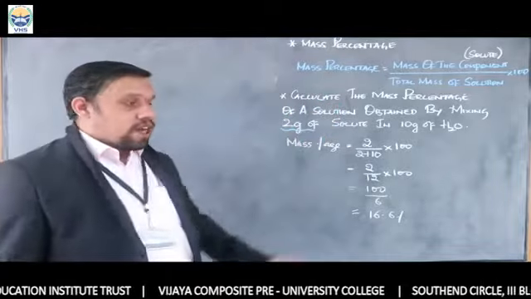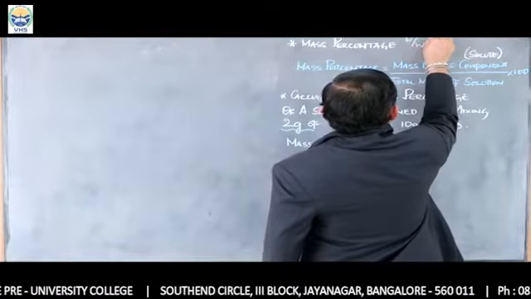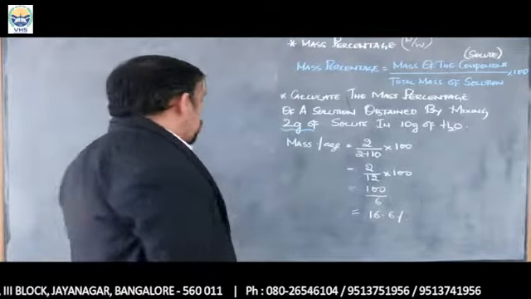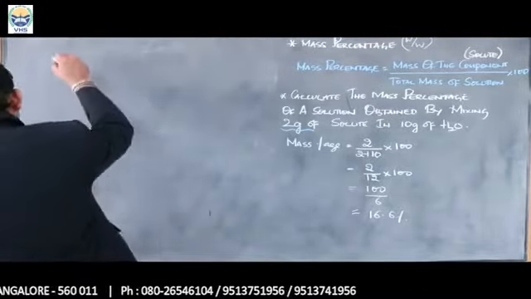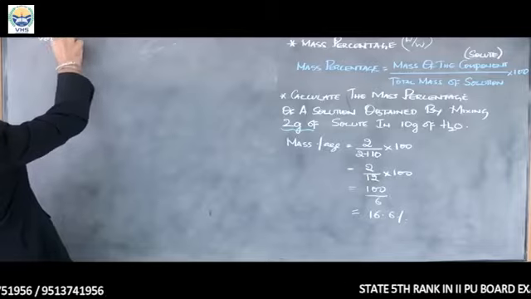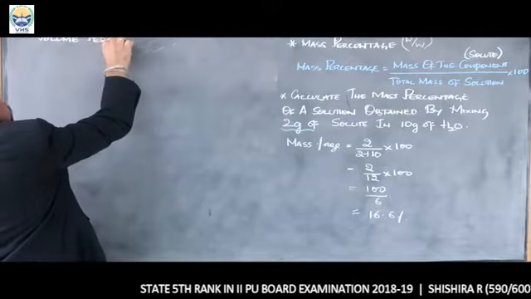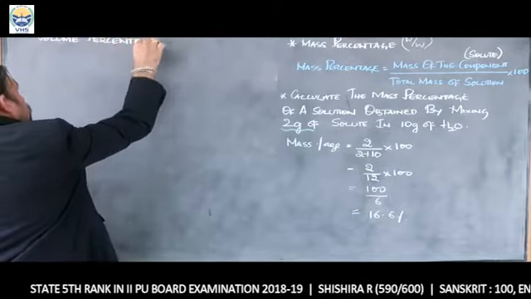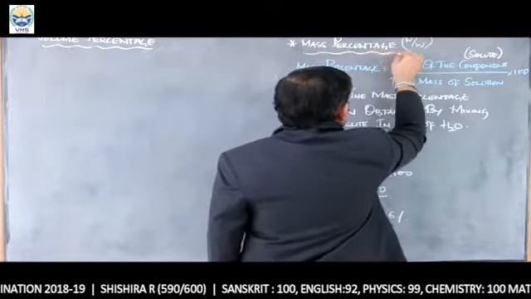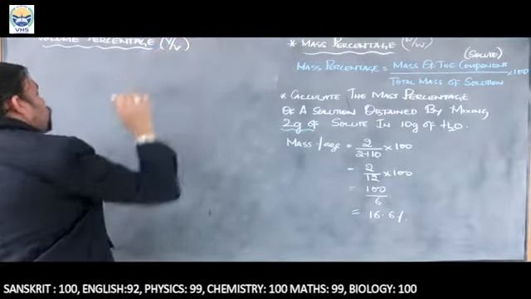Okay. So how can I represent this? It can also be represented as W by W percent. Both are mass only. Mass by mass or mass percentage we can represent. The other one which we will be studying is volume percentage. As we have discussed, mass percentage we represented as W by W. We can represent this one as V by V. Both will be volume.